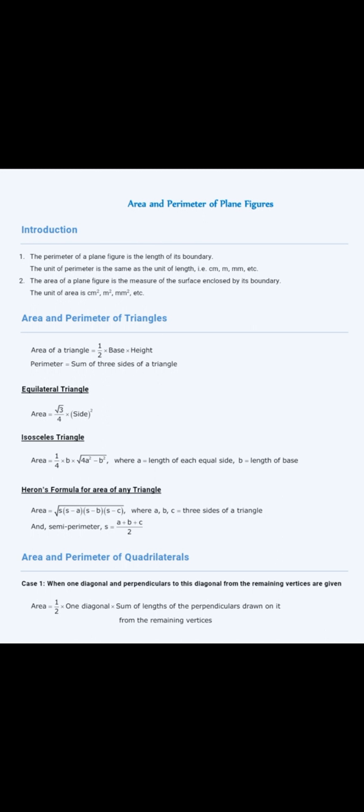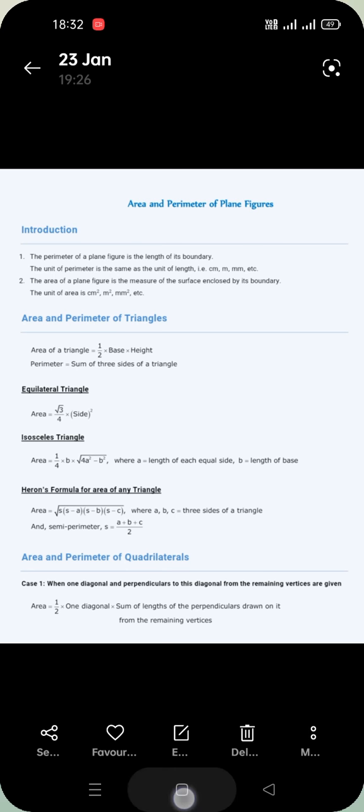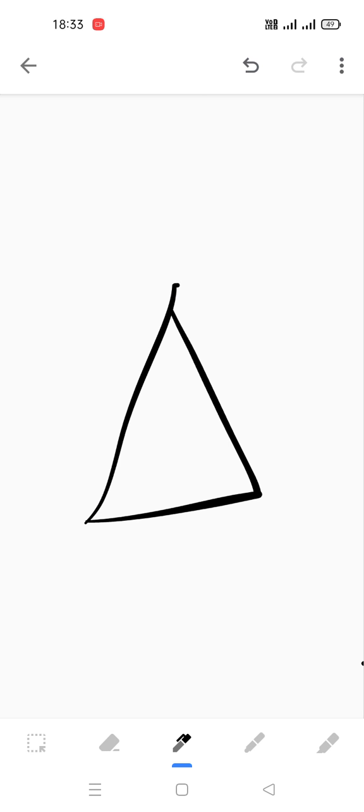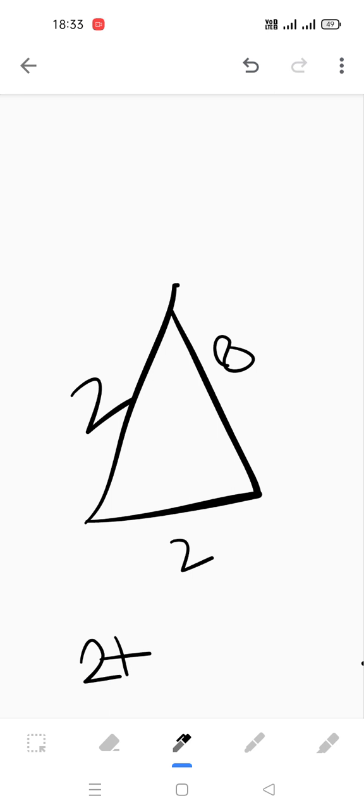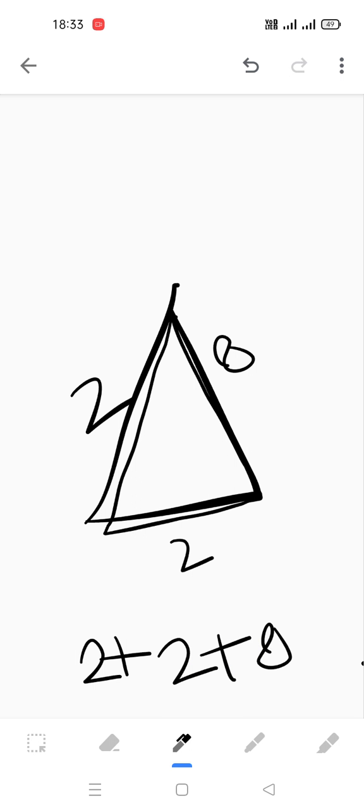Next, what is the perimeter? The perimeter of a triangle is the sum of the 3 sides, means the sum of all sides. Suppose we draw the same triangle: this is 8, this is 2, this is 2. We have to add all the sides. 2 plus 2 plus 8, what will be the answer? 12. 12 cm will be your answer.